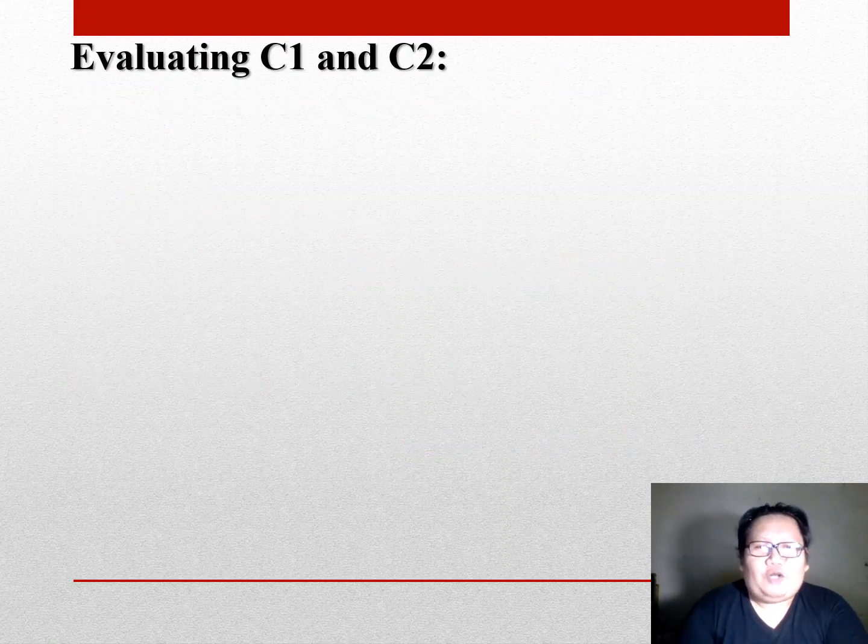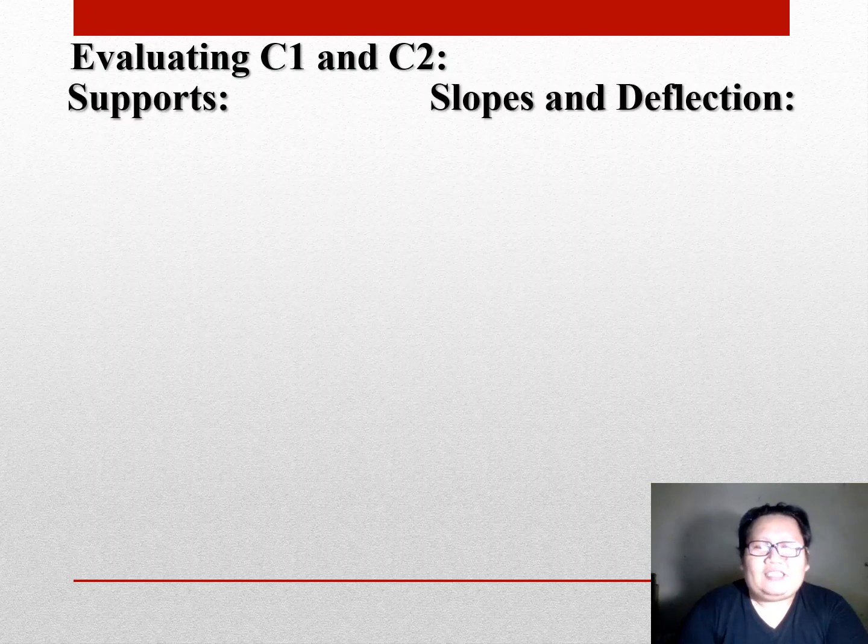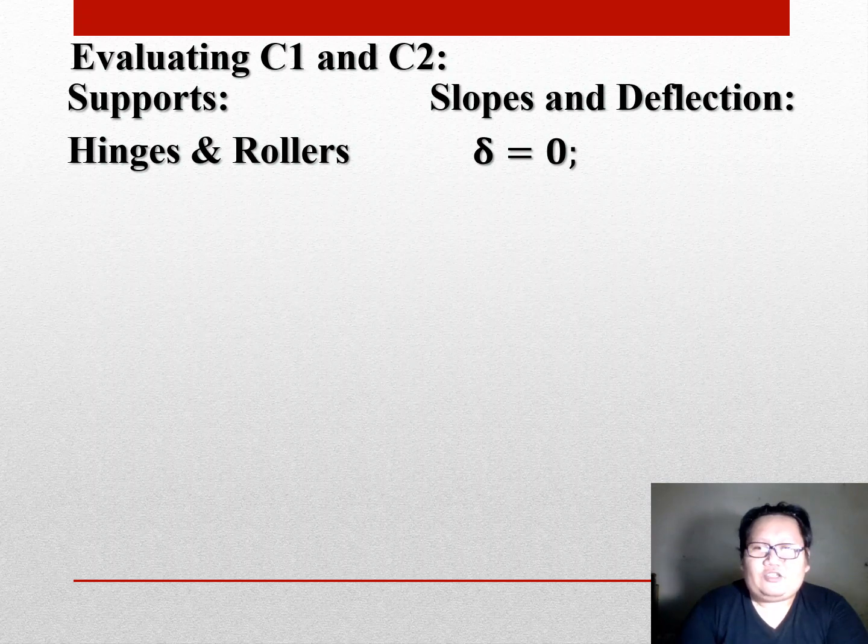How? We have to always remember the supports and their effects to slope and deflection. Whenever we have hinges and rollers or a combination, then always remember that at that point of placing the reaction, delta or deflection is equal to 0 and slope or theta is not equal to 0. Since deflection is equal to 0, then we are allowed to use the general deflection equation. Then substitute the delta equal to 0.